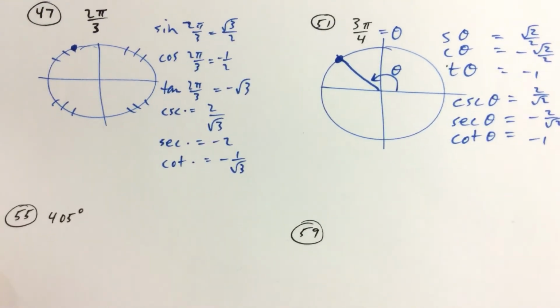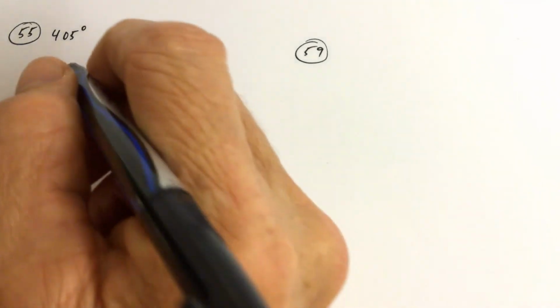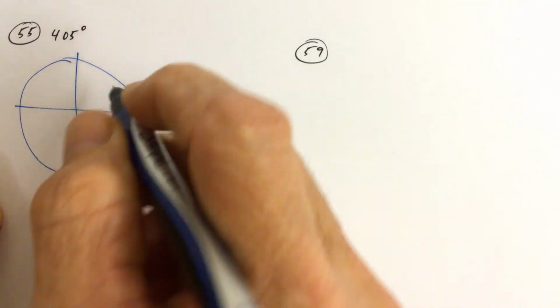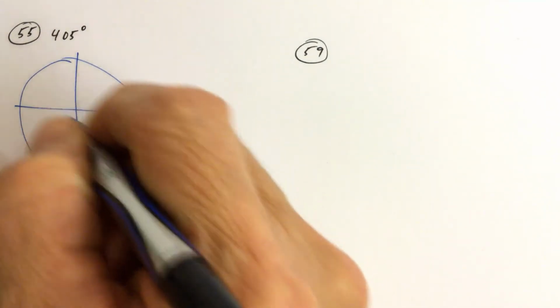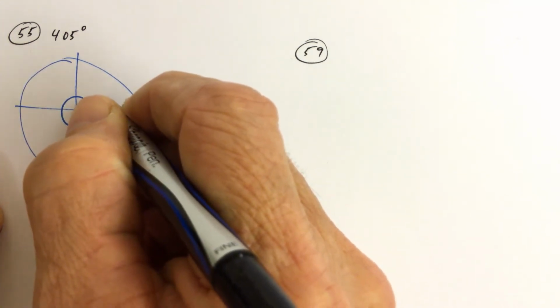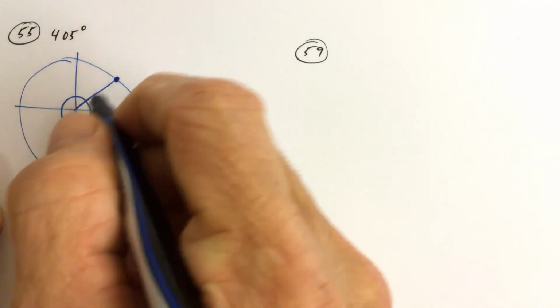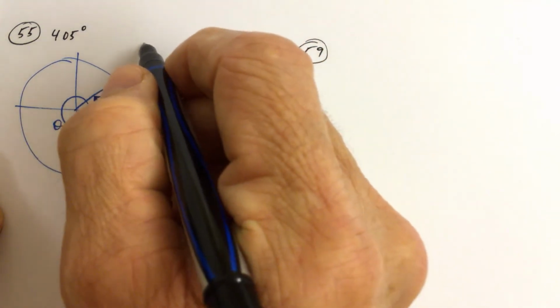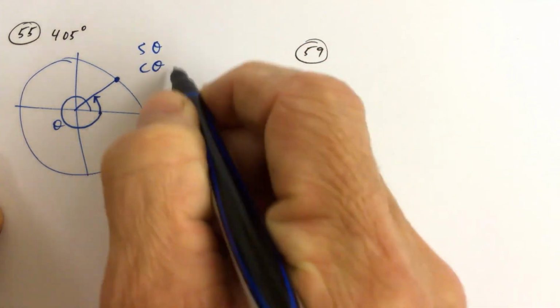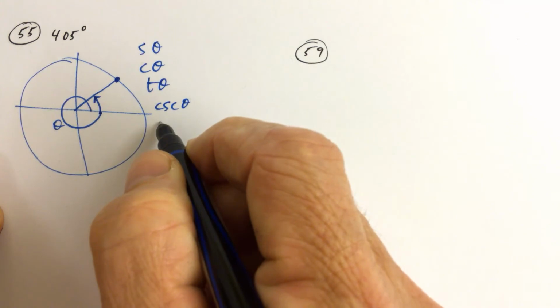I'll go ahead and do the 405 as well. So 405, we have to first figure out, well, what is that? Well, you go 360 degrees plus 45 more, we're going to get to the 45-degree angle. So let's call that theta. And so we want the sine of theta, cosine theta, tangent theta. And then let's spell these out a little bit more.